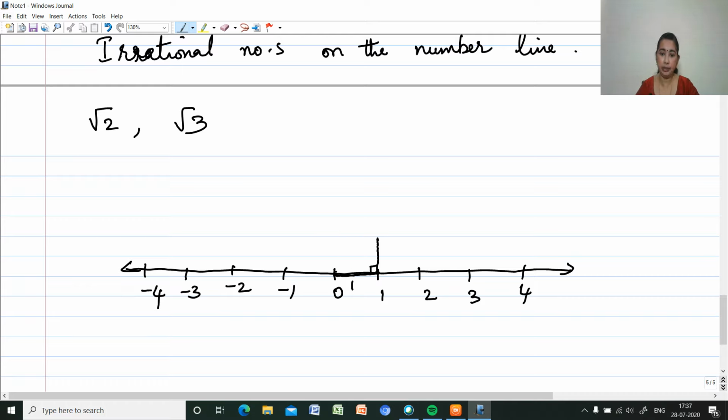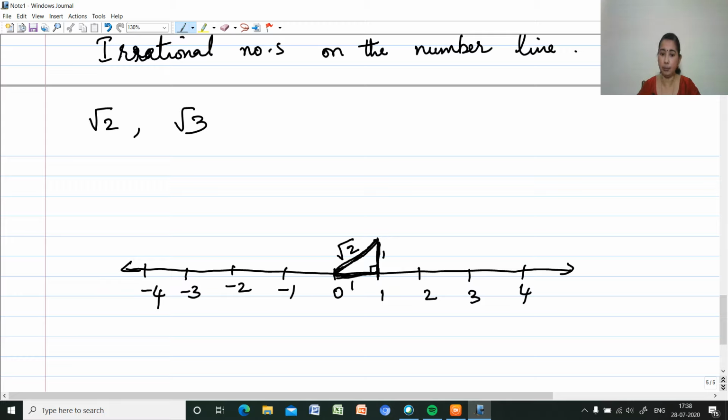Now if I join this diagonally with a straight line, we know this is a right angle triangle. The triangle we got is a right angle triangle, and this is the hypotenuse. We can find this length by using the Pythagoras theorem, that is root of 1 square plus 1 square, that is root 2. So this length is the hypotenuse of that right triangle, and we got that length as root 2. So this is the length of root 2.